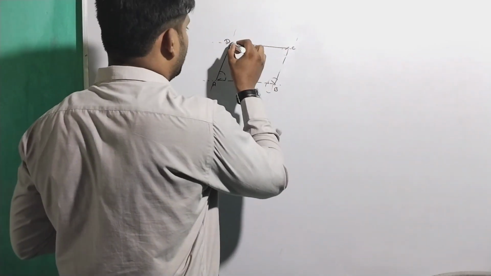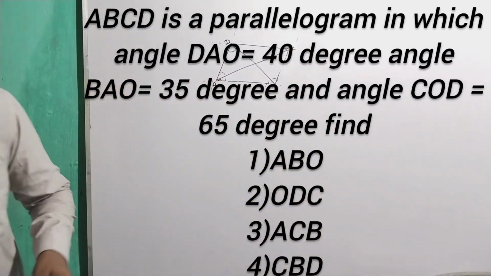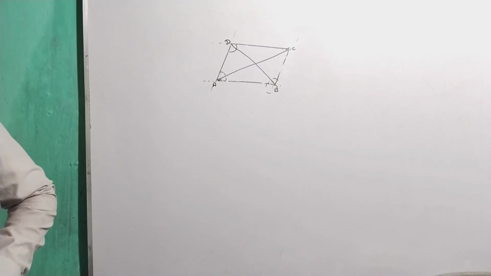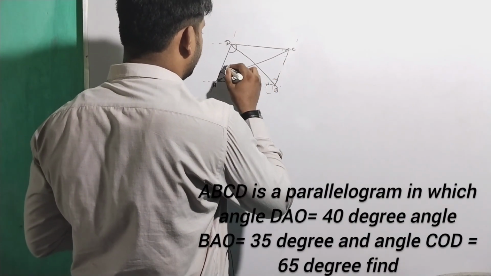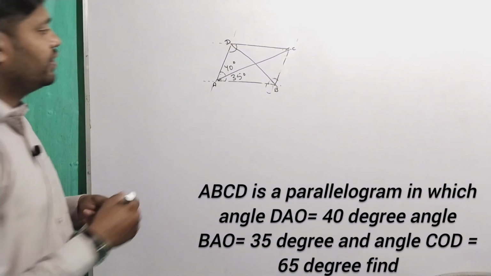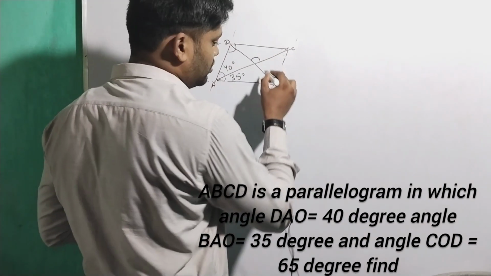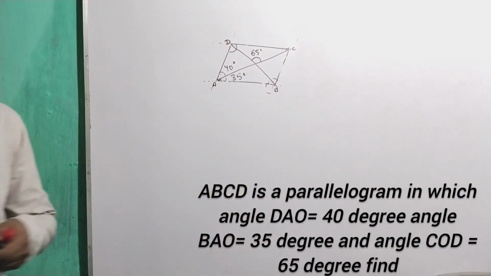So now again let me draw the diagonals. Diagonal 1 is there and diagonal 2 this one. So let me see, they gave you 40 degrees and 30 degrees. This is 35 degrees and this is 40 degrees. Next, 65 degrees. This is 65 degrees, no? 65 degrees.